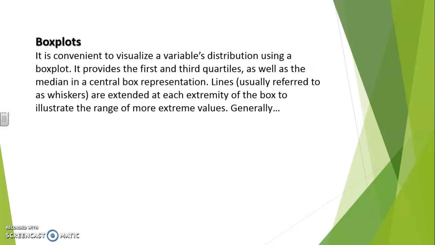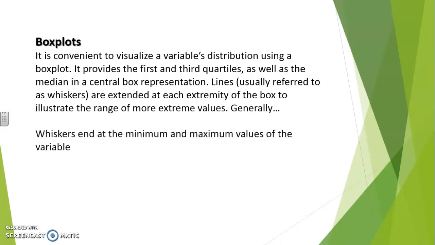Now, the best way to present data graphically and take into account the measures of position are called box plots. So it's a convenient way to visualize the variable's distribution, and it provides information about the first and third quartiles, as well as the median in what we'll call our central box. Lines extend from the central box, and these are called whiskers, and at the extremity of the box, we will find indicators of the extreme values. Now, generally speaking, whiskers will end at the min and the max values of the variable.